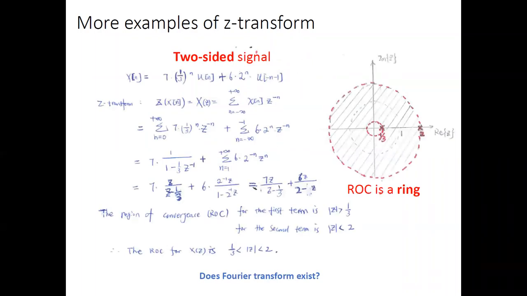Someone asked in the chat window whether there are cases in which the ROC does not exist. It is possible. For this case, the radius of the ROC for the first term is smaller than the radius of the ROC of the second term. Therefore, there is a well-defined ring. But suppose that the radius for the first term is larger than the radius for the second term. Then when we try to take the intersection of the two ROCs, the result is the empty set. In that case, the ROC does not exist, and the Z transform does not exist.